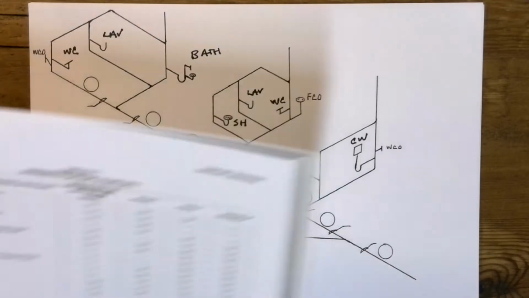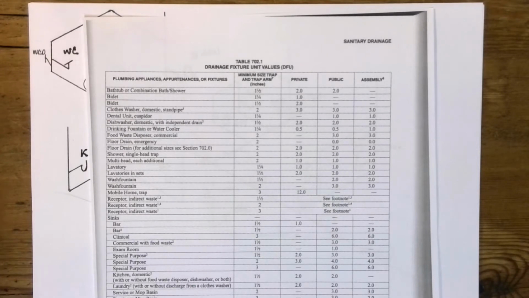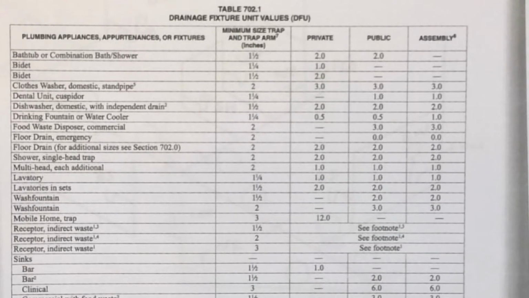So you go to table 702.1. That's located in the Uniform Plumbing Code book. Now I'm going to go ahead and blow this up a little bit for you so you can see a better image of what we need to be looking at. Hopefully this works out. We'll zoom in a little bit here.